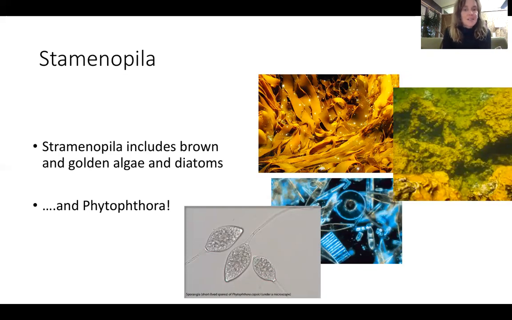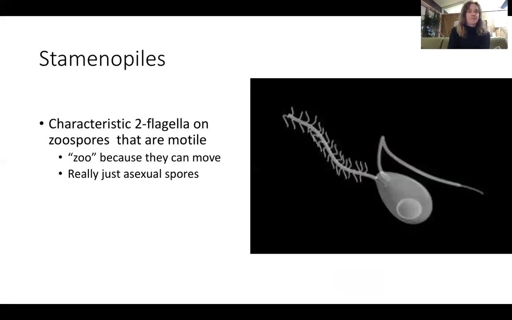They're mostly unicellular. They live in the water. The reason, other than molecular evidence, that puts them in with the Stramenopila is that they have this characteristic two-flagella zoospore. They're called zoospores, not because they're animals, but because they can move. But they're just asexual spores, and this type of spore is conserved within the Stramenopila. So there's molecular and there's morphological evidence that puts these strange creatures in with the Stramenopila.